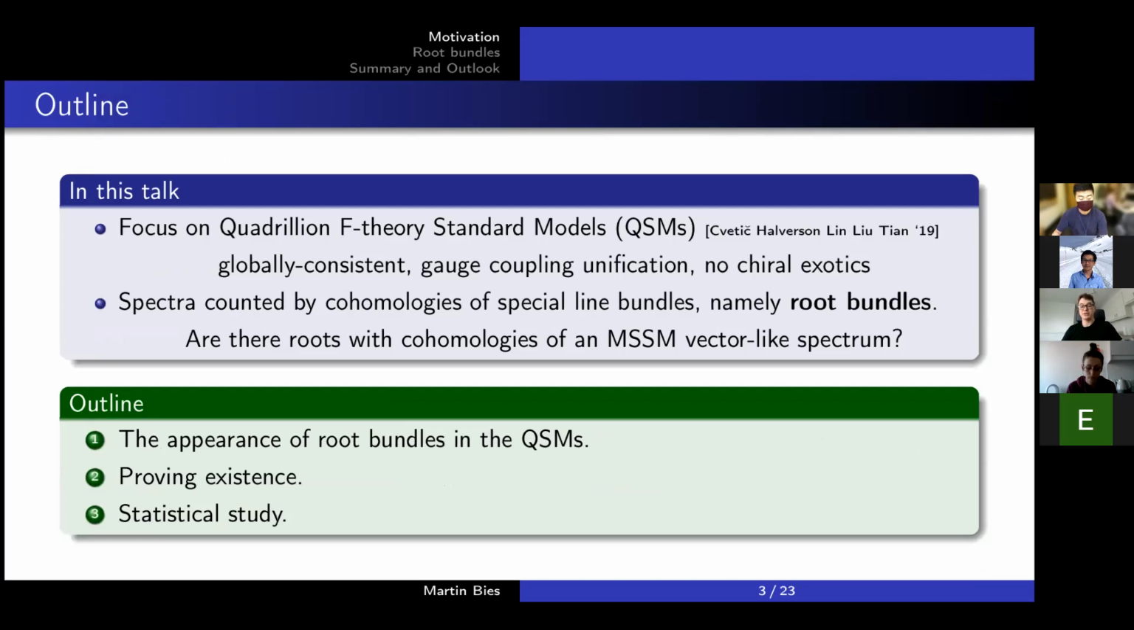What I'm reporting on today is technical advances that hopefully bring us closer to establishing this goal. Namely, we have been recently focusing on a very large class of very interesting F-theory standard model constructions, the so-called quadrillion standard models. What has been known for quite some time now is that in these F-theory constructions, the vector-like spectra are counted by cohomologies of certain line bundles. What we have now uncovered is that we don't just look at some line bundles, but actually at a very special class of line bundles, so-called root bundles.